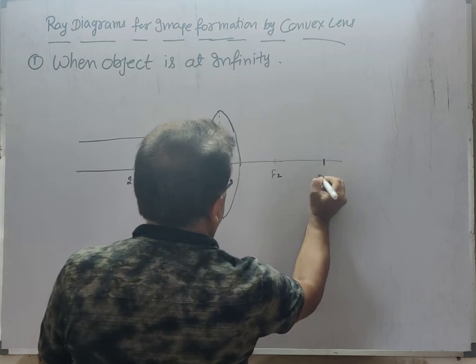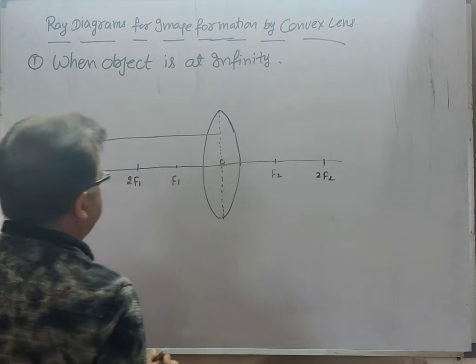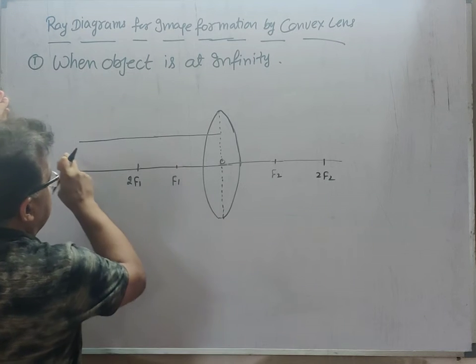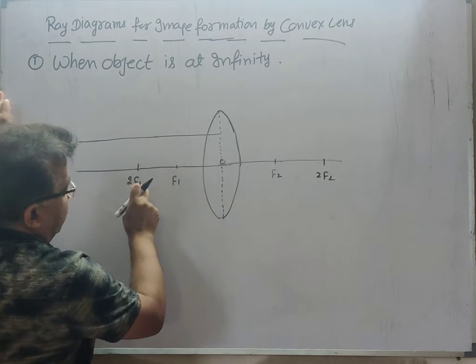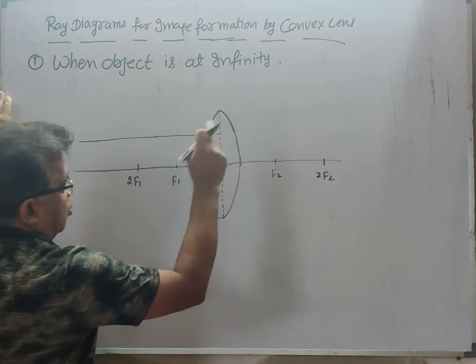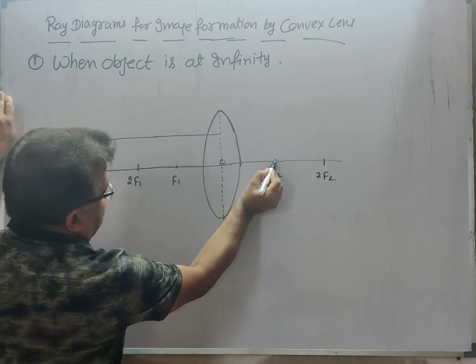f2 and 2f2. Now we know that a convex lens is a converging lens. An incident ray parallel to the principal axis passes through the focus on the other side after refraction. Therefore it will pass through this point.